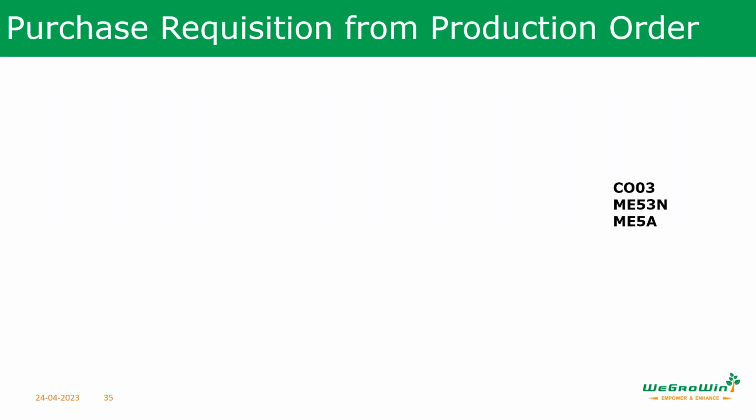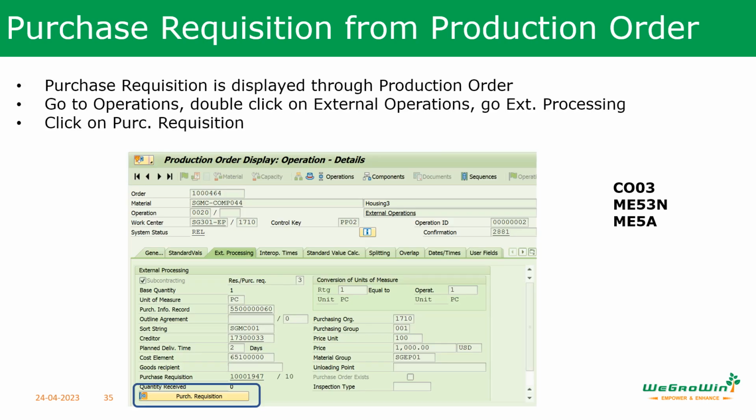As discussed, for the external operation, the purchase requisition will be created automatically by the system when we create the production order. Purchase requisition can be accessed through different ways, CO03 or ME53N, that is display purchase requisition, or ME5A PR list with different selection parameters. As we are discussing purchase requisition created from production order, let us use CO03, that is the display production order, to display the purchase requisition.